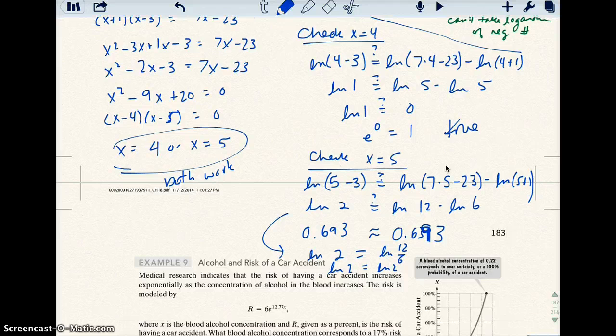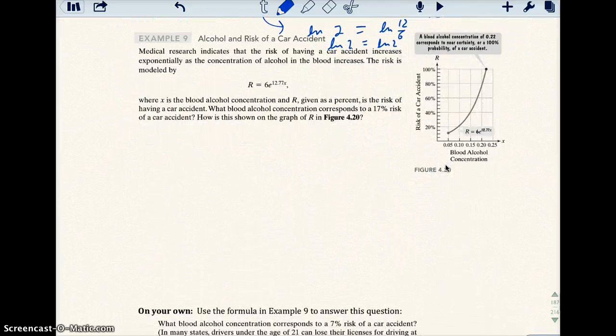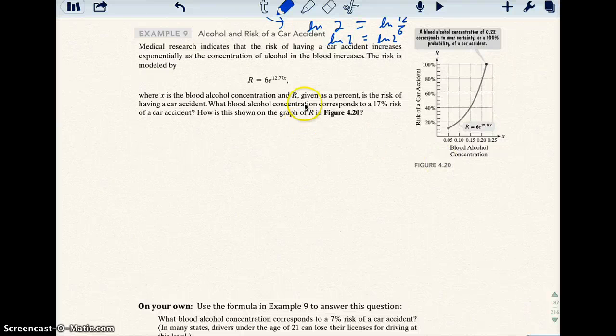Okay? Now, example 9 is a word problem. Medical research indicates that the risk of having a car accident increases exponentially as the concentration of blood alcohol in the blood increases. So the more alcohol you have in your blood, the more likely you have an accident. That should make sense. This is modeled by this function here, where x is the blood alcohol content and R is the risk of having a car accident. What blood alcohol concentration corresponds to a 17% risk of car accident? So they want to know the blood alcohol concentration corresponding to 17% risk. R is the risk, so we put 17 in right there for R.